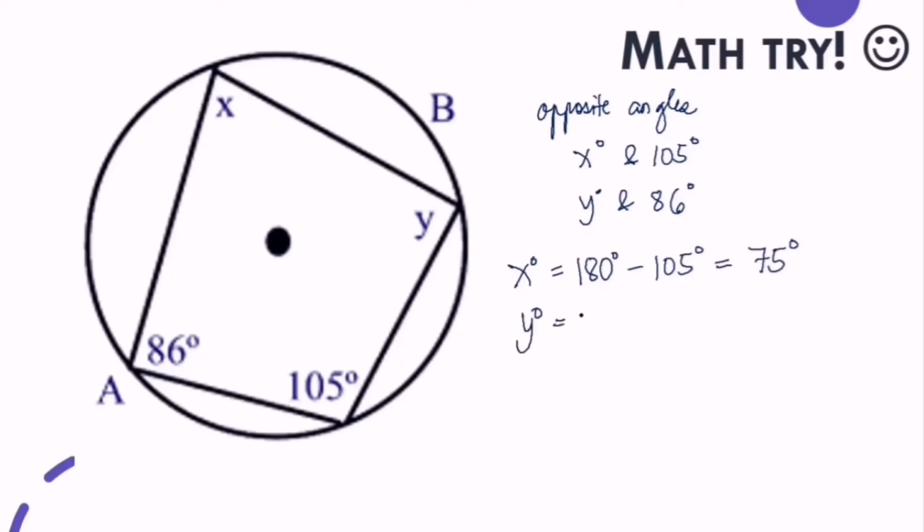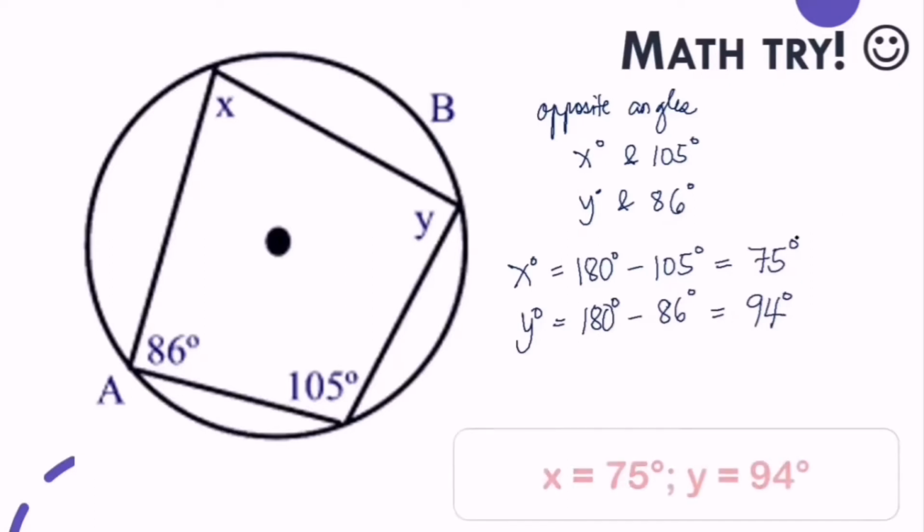How about the y degrees? Would you like to try? Okay, for this case, again, 180 degrees minus 86 degrees. The answer here is 94 degrees. I hope that is clear. Okay, thank you so much.